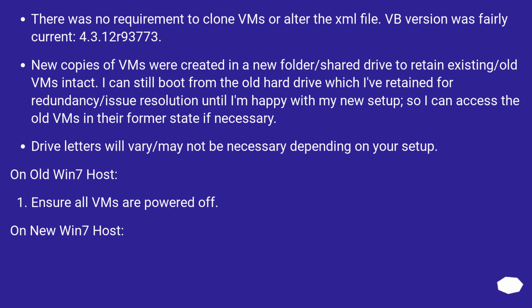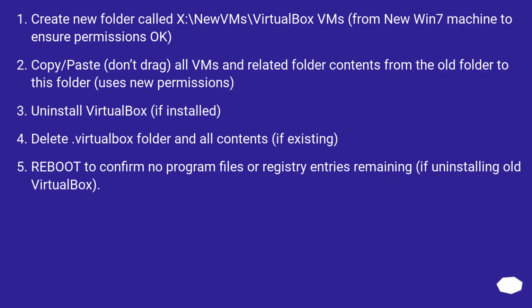On new Win7 host, create new folder called x:\newVMs\VirtualBox VMs from new Win7 machine to ensure permissions OK. Copy/paste, don't drag, all VMs and related folder contents from the old folder to this folder, uses new permissions. Uninstall VirtualBox, if installed. Delete VirtualBox folder and all contents, if existing. Reboot to confirm no program files or registry entries remaining, if uninstalling old VirtualBox.